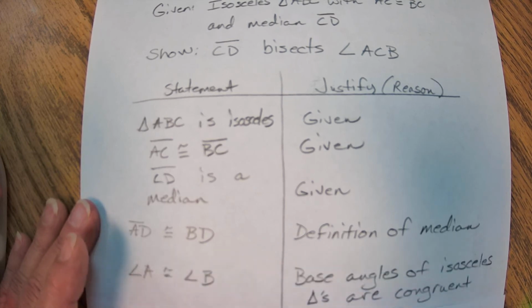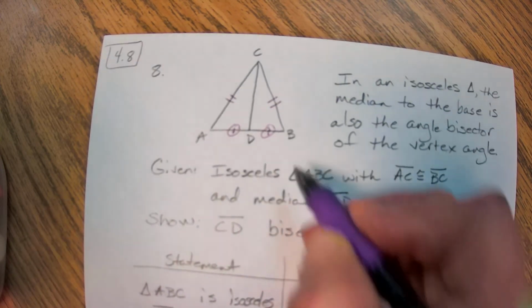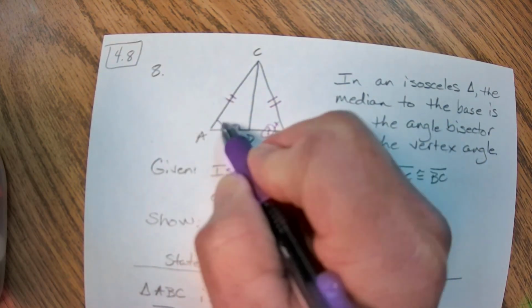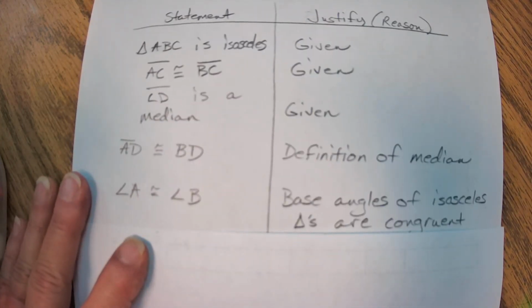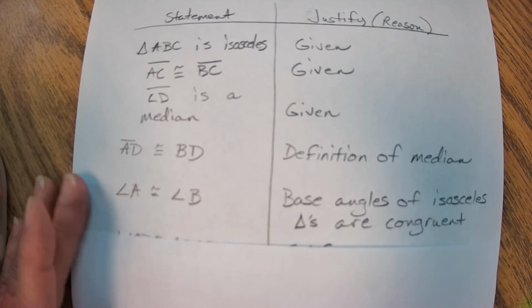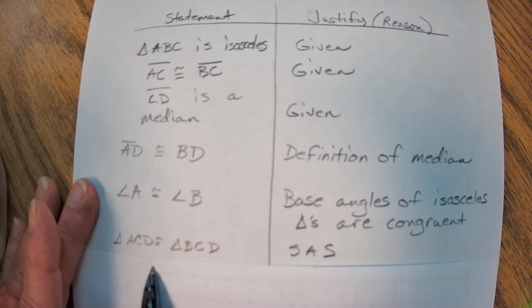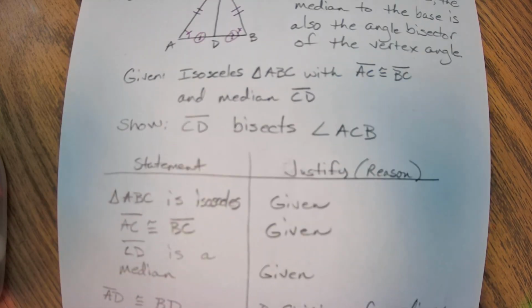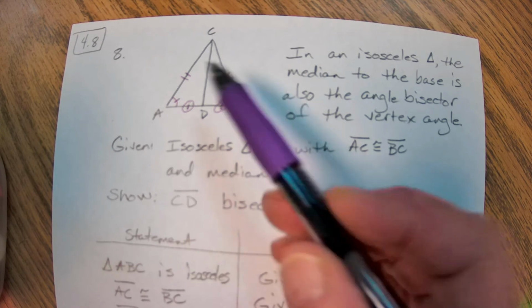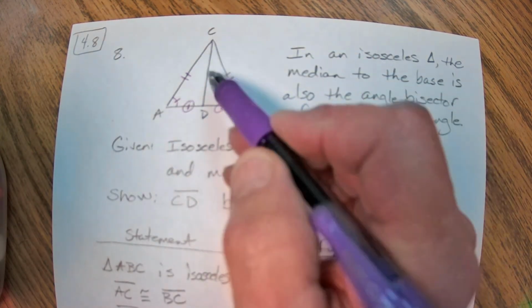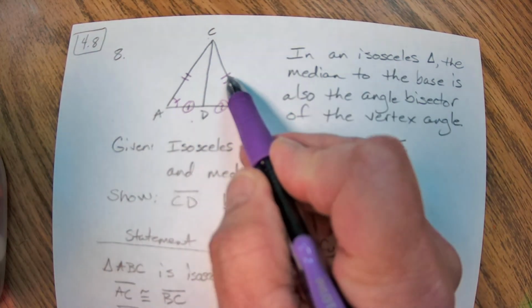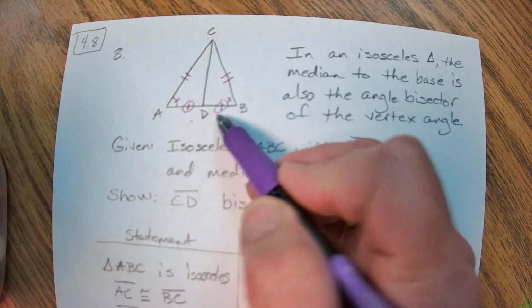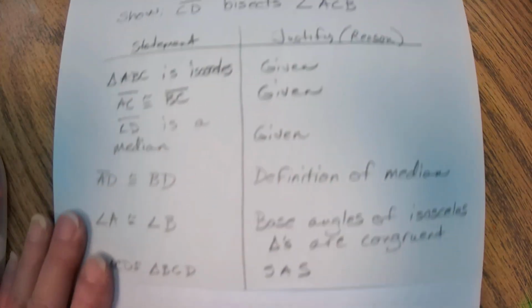And I also know that angle A is congruent to angle B. And the reason I can say that is because base angles of an isosceles triangle are congruent. So now I'm ready to show that ACD, I got to keep going back to the picture, ACD is congruent to BCD because of side, angle, side. I have the two sides and the angle in between them that I've proven.